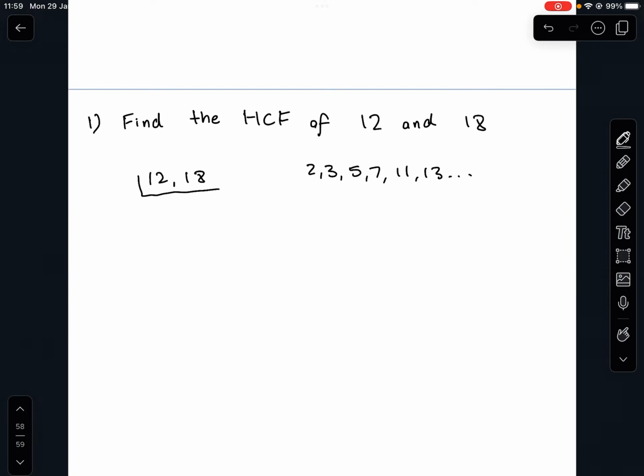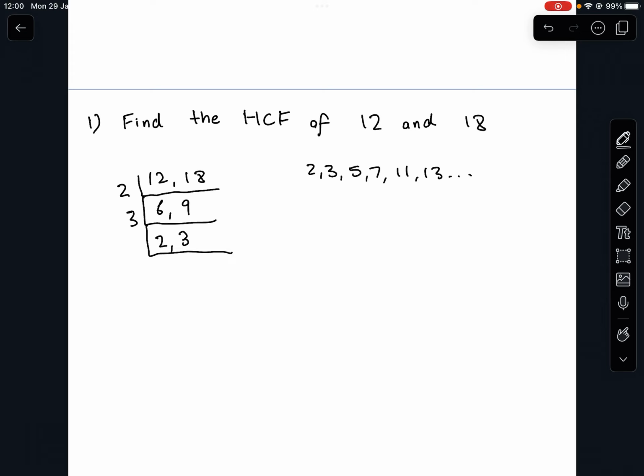Okay, so 2 divides into both of them, right? And now we have 6 and 9. Well, when we're finding the LCM, we will normally divide the 6 by 2, right? But now we're finding the HCF, and like I said before, we have to find a number that can divide into both of them at the same time. So 2 would not work because 9 is not divisible by 2. So 3 works though, right? Because 6 divided by 3 gives us 2, 9 divided by 3 gives us 3.